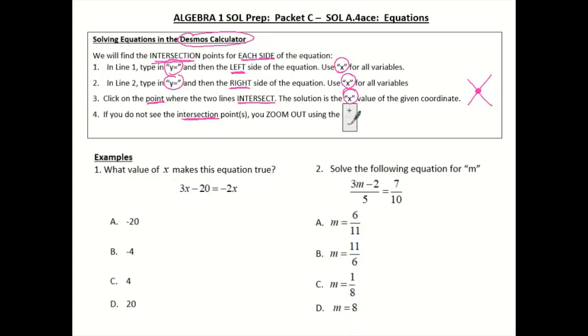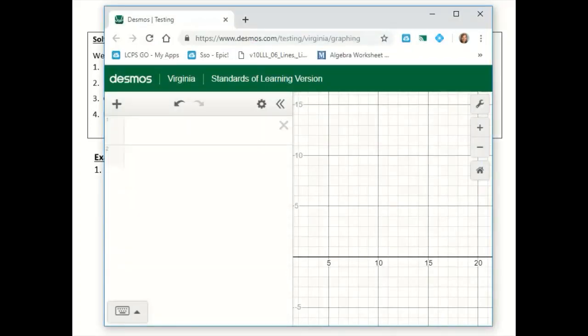So let's take a look at what this might look like with a real problem. Example 1 says, what value of x makes this equation true? That's kind of a longer way of just asking what's x. You can solve this by hand, but we can also pull up our Desmos graph and type it in.